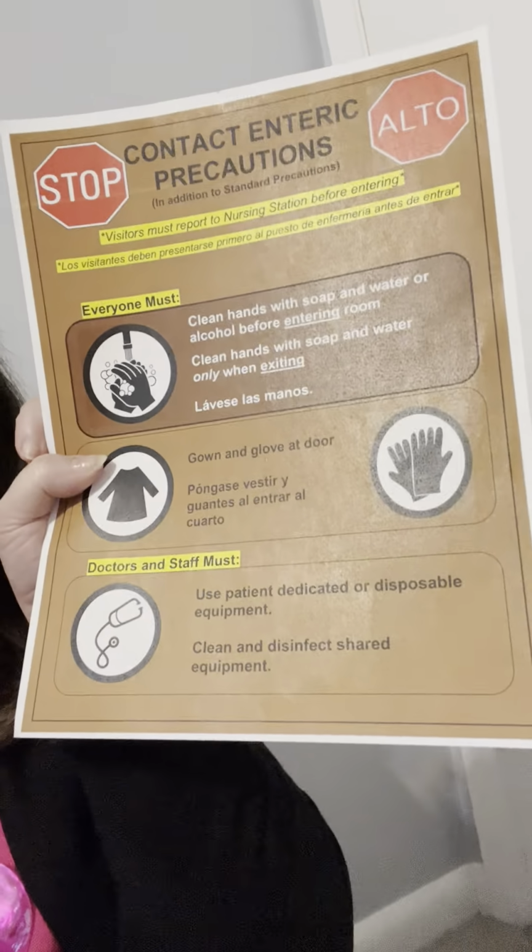And viral hemorrhagic infections, including Ebola, Lassa, and Marburg virus, which are extremely rare, but we like to be prepared for everything just so we are hospital ready. Contact enteric precautions. These are for anything related to gastroenteritis, and for those you're going to see the brown sign, and this will be put up on the door even if testing is underway and the results haven't come back yet.